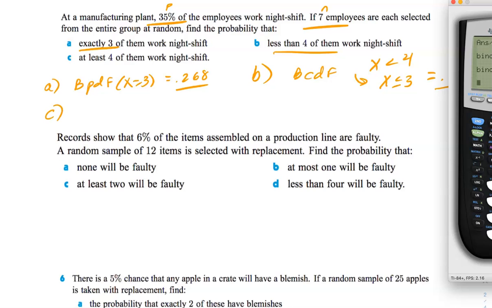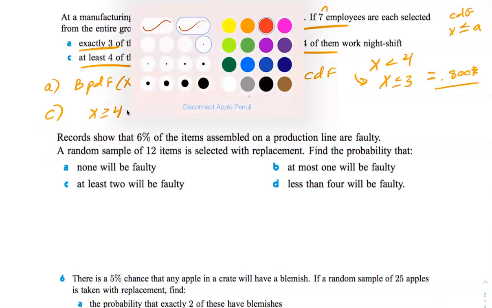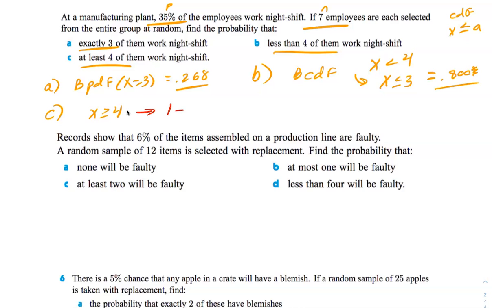C. At least 4. That means it's my lower bound. So X is greater than or equal to 4. Now that's a problem because it's going the wrong direction. So this is where I go 1 minus binomial CDF of X is less than 4. Right? How do you make it point the proper way? You do 1 minus, but it had the equal to sign. Now I lost it, so I have to go down 1. So it'll be 1 minus X is less than or equal to 3. This is what I'm putting in my calculator, which is just 1 minus this guy, so 0.2. Because I know less than or equal to 3 is 0.8, so 1 minus that's 0.2.